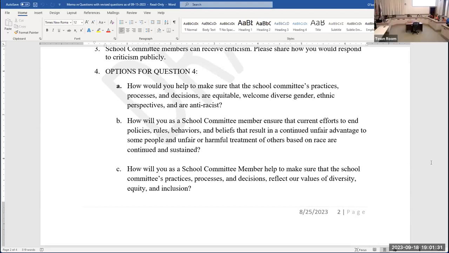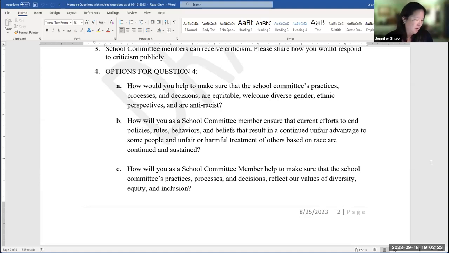Okay, Jennifer? So my preference is option A. Again, I was the one who first suggested this question. I was specific when I said the school committee's practices, processes, and decisions being anti-racist. I'm okay with the other descriptors that were added in option A, because I wasn't really talking about school policies being anti-racist, although that is a good topic as well. I was talking about the way the committee operates. The way that we make decisions, the way that our meetings are held, the practices that we have, these are things that individual members can impact.